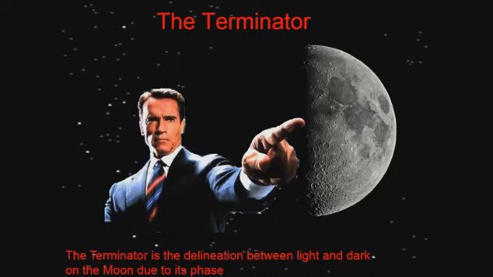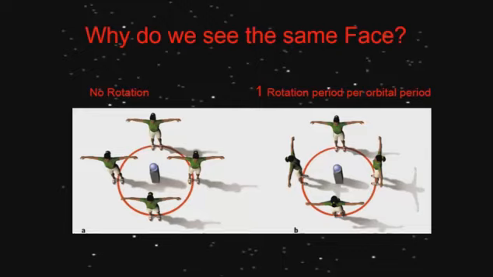As I mentioned previously, now we've got that terminology out of the way, we only really see the same face of the moon all of the time. Why is the question. If the moon is spinning, why do we not see all sides of it?